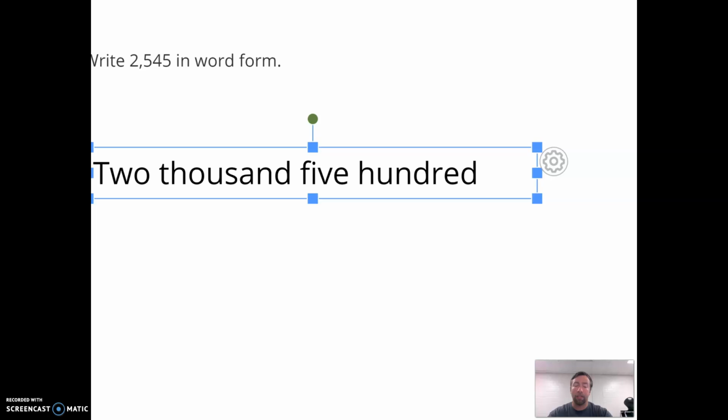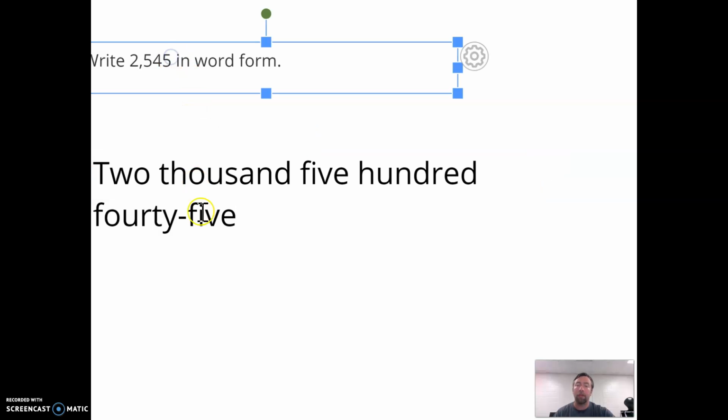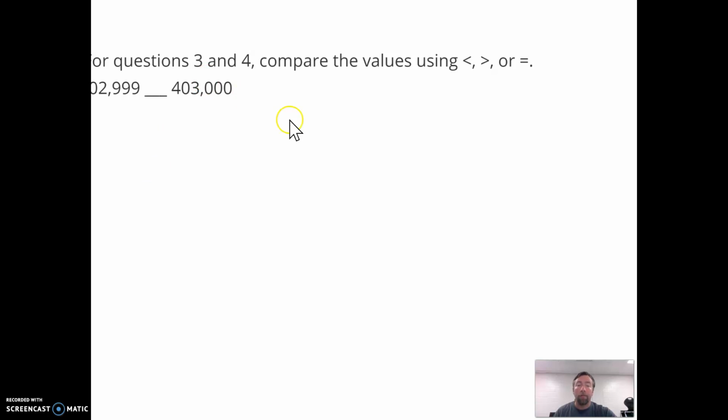We just write 2,545. And that would be the word form of that number. So on these, since we're not dealing with decimals just yet, if you're writing word forms, you would not use the word "and" in any of these unless you see a decimal, and then that decimal is read as an "and."